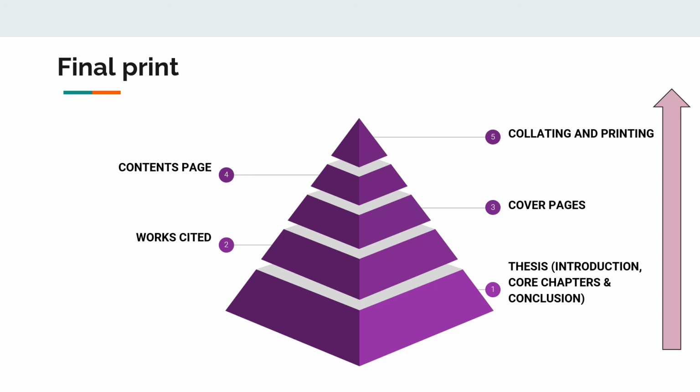Now we proceed to the final print. After completing the introduction, which is the core chapters, and the conclusion, which is the base of the pyramid, we then prepare the final works cited page. After this, the next higher level, we prepare the cover pages, then the content page, and finally we collate and print. With this, our research process is done.